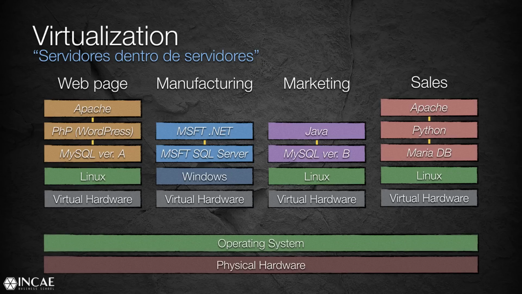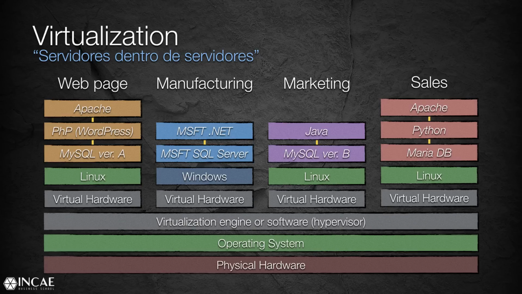And on top of this operating system, what we will have is a virtualization engine, or virtualization software, more formally called a hypervisor. And what this software is going to enable us to do is segment or subdivide our physical hardware into virtual hardwares. And this is the software that's going to say, well, to that web page that I had, out of the 128 gigs of RAM that I had on my physical hardware, let me give 16 gigs of RAM to the server running the web page, and let me give 32 gigs of RAM to the manufacturing service. Let me give another 16 and another 16 to the marketing and sales department respectively.